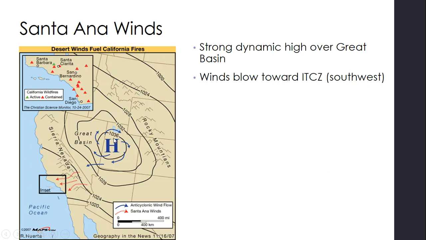And so you get wind blowing towards the ITCZ. It goes southwest. So you have this area of high pressure. There's lower pressure over here, so that air wants to rush out of the high pressure. And then the air also heats up as it descends down the Sierra Nevada. And so this air gets channeled and gets even hotter as it makes its way through the Sierra Nevada.